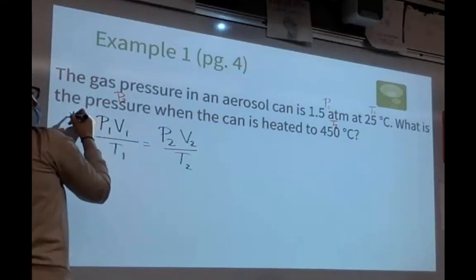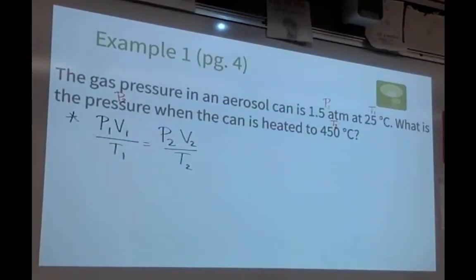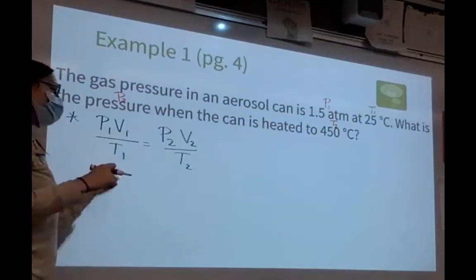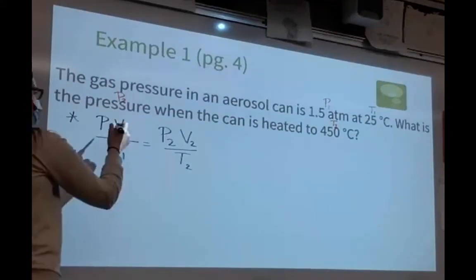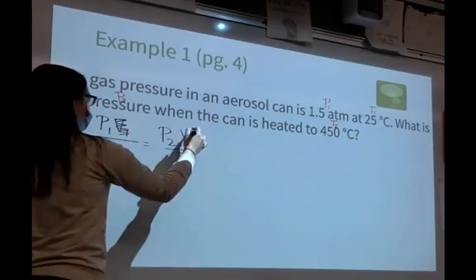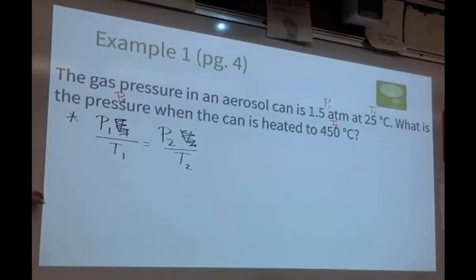This is the only gas law out of all of these simple gas laws that you need to memorize. Now, the problem says nothing about volume, so we assume volume stays constant. So I'm just going to cross out V1 and V2 because we assume that they stay constant.